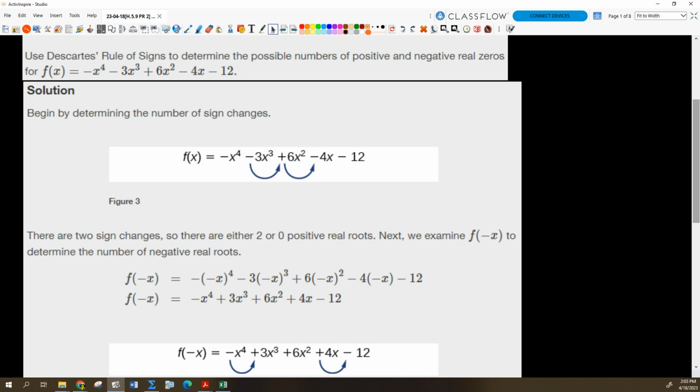So in this case, the x to the fourth term would stay the same. The x cubed term would change from negative to positive. 6x squared stays the same. The 4x term changes from negative to positive, and the constant stays the same. So again, we just ended up with 1, 2 sign changes in f of negative x. So that tells us we're either going to have 2 or 0 negative real zeros.